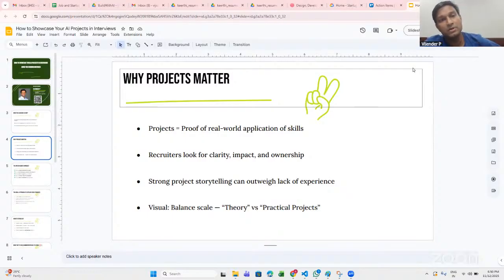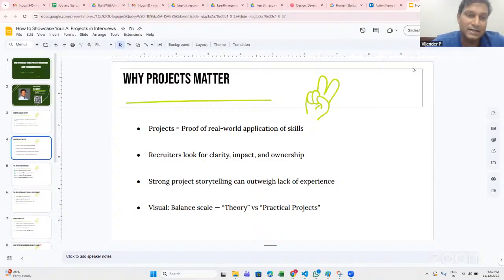So ownership is all about saying, I'll go and get it done, come what may, or ask for help or raise the red flag. Say that I am not able to do this, I need help. Right. That's important. So clarity, impact, and ownership are the very top attributes that most recruiters look for. Correct. And when they review the resume, they try to gauge these three attributes of every candidate.